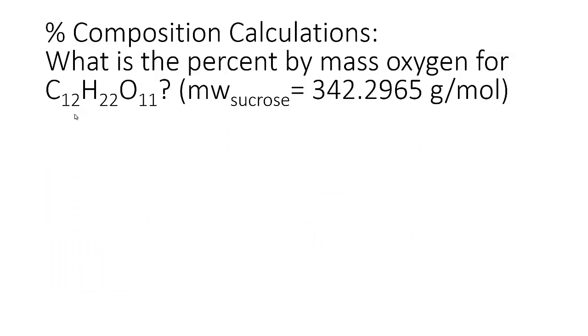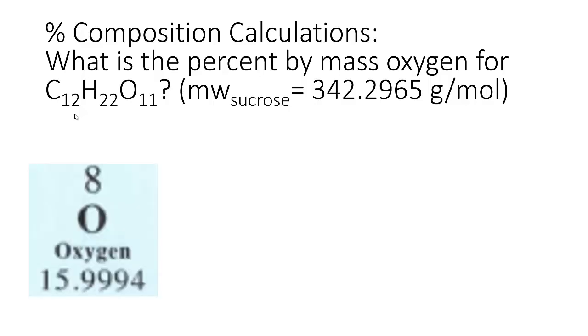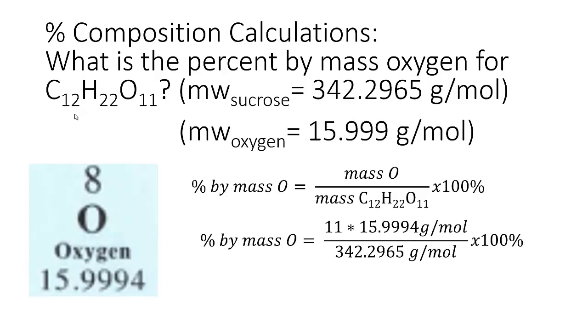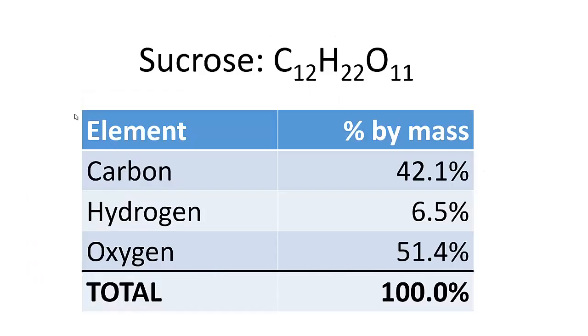One last calculation to perform. What is the percent by mass oxygen for sucrose? Same concepts. You've got the mass of oxygen over the mass of the total. So once again, we have 11 oxygens. The mass is 15.9994. Divide by the mass of the whole compound gives us a percent by mass of oxygen of 51.4. And if we add up all of these percent by masses that we just calculated, you'll notice they add together to be about 100%.